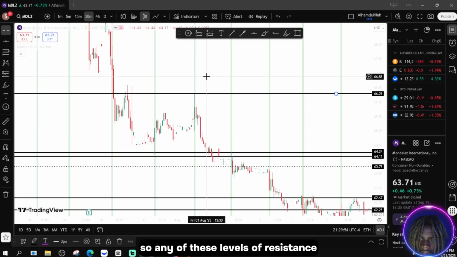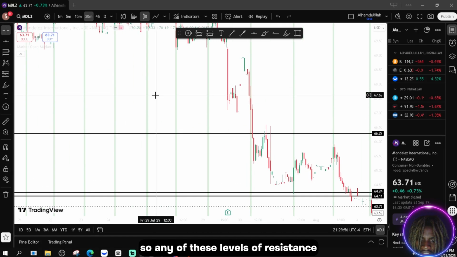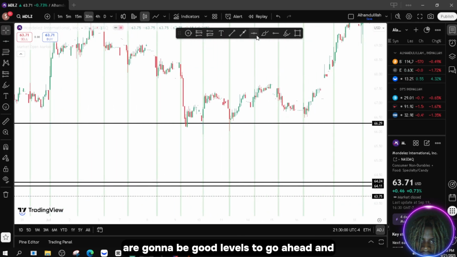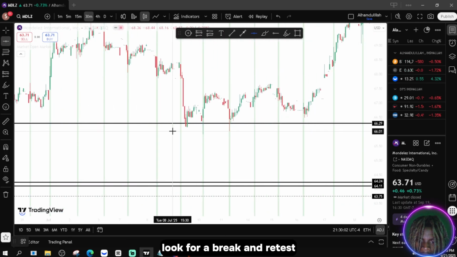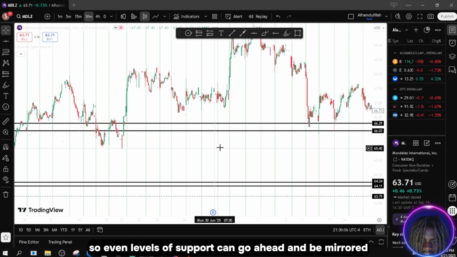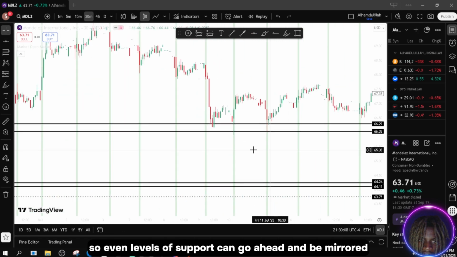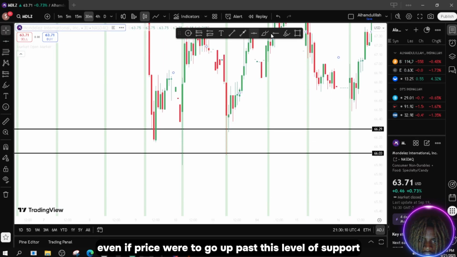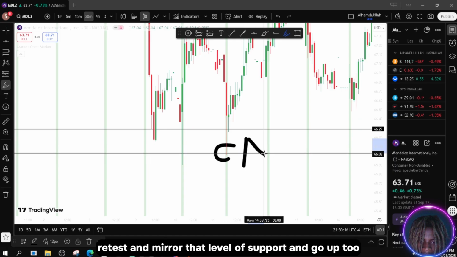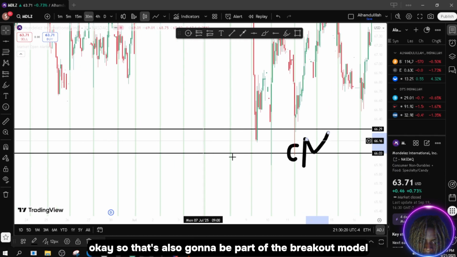Okay, so any of these levels of resistance or even support above current price are going to be good levels to go ahead and look for a break and retest. Okay, so even levels of support can go ahead and be mirrored too. So even if price were to go up past this level of support, it can kind of inverse retest and mirror that level of support and go up too. That's also going to be part of the breakout model.